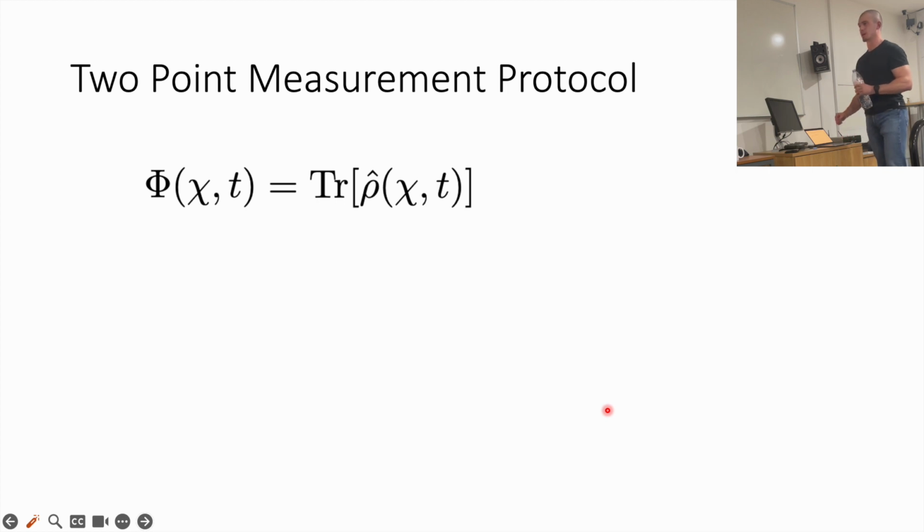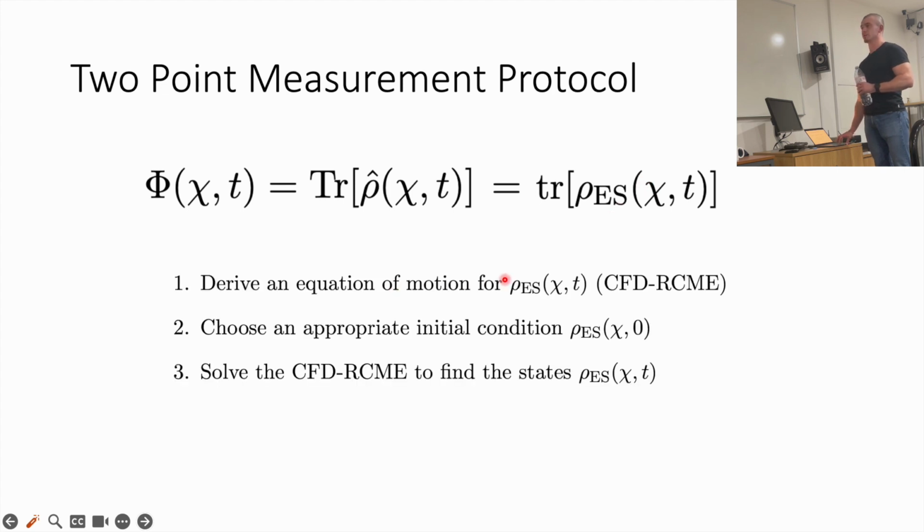So this is what we had at the start. The characteristic function is equal to the trace of this density operator for the system and the bath in this chi-dependent frame. And now I just choose a unitary which performs this reaction coordinate mapping, and it lets me rewrite this as the trace over the extended system state in this chi-dependent frame. And now I derive an equation of motion for this thing. So we call this the counting field dependent reaction coordinate master equation.